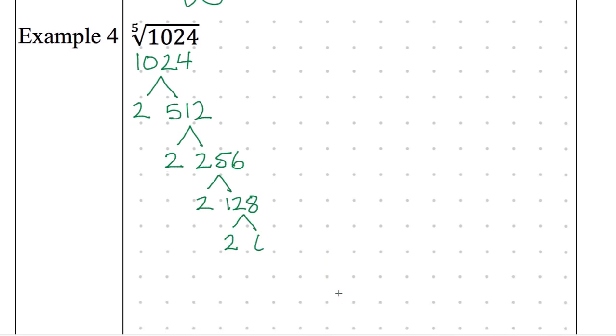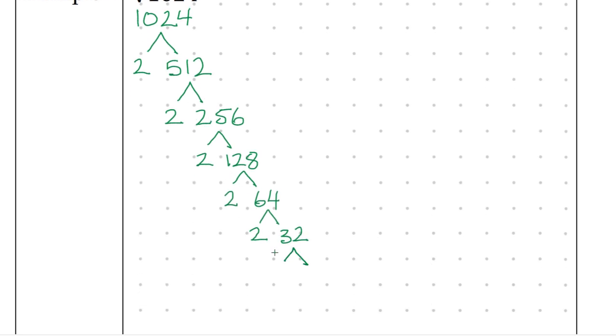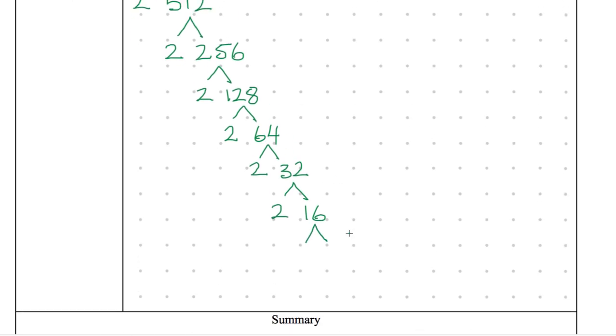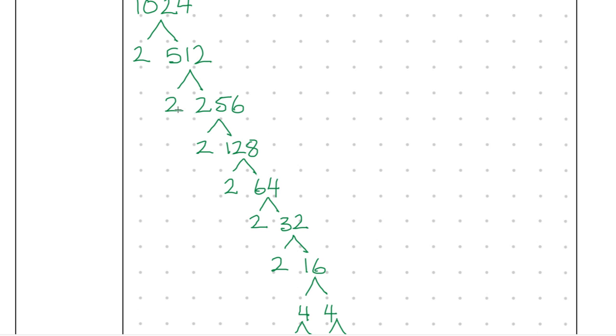64 times 2. Yep. And 64 is? 32 times 2. And 32 is? 16 times 2. Yep. And 16 is? 4 times 4. And 4 is? 2 times 2. And the other 4 is also? 2 times 2. Whew, we got a lot of 2's there.